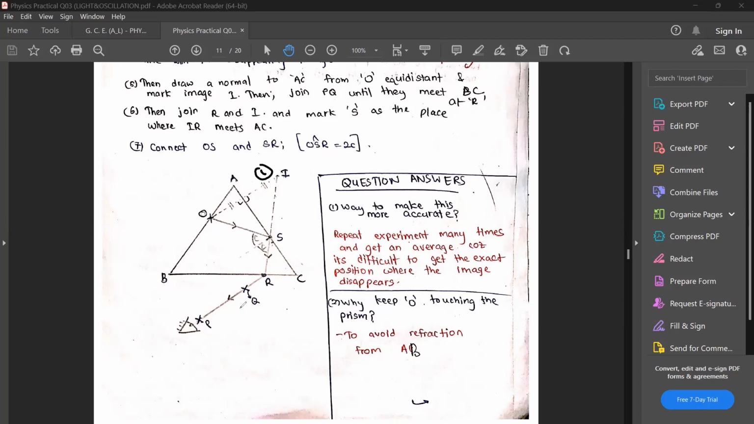Then I joined this PQ, the two pins up to this BC line. This is the second step. Then I joined this R point and I point. After I join this, I will find another point called S, which is the intersection of the line AC and the line IR. That is the point where the light ray hits, so that you can complete the diagram. Please refer to these steps once again.